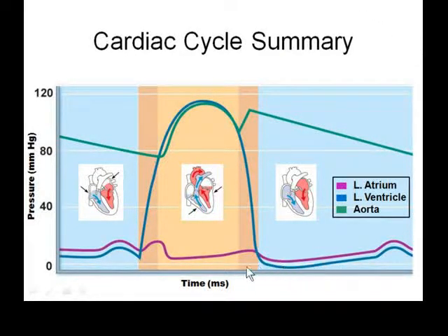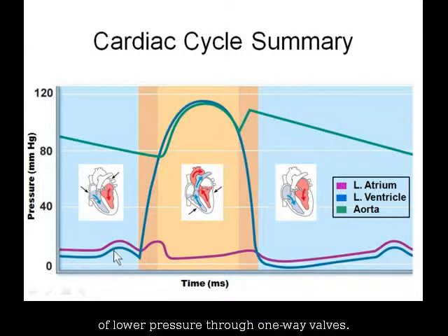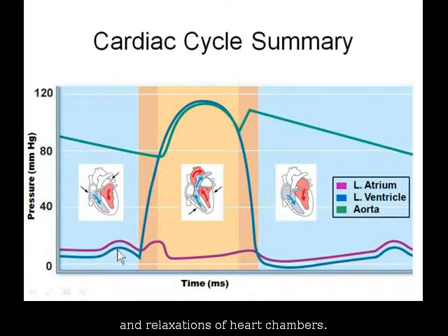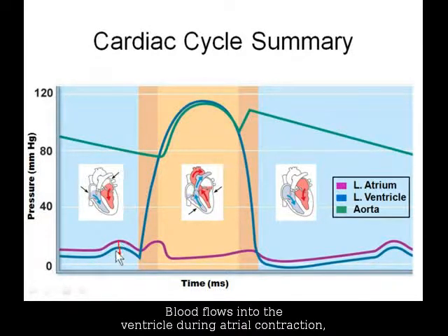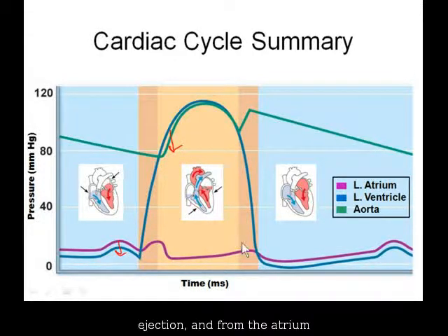Throughout the phases of the cardiac cycle, blood flows from an area of higher pressure to an area of lower pressure through one-way valves. Pressure gradients are caused by alternating contractions and relaxations of heart chambers. Blood flows into the ventricle during atrial contraction, from the ventricle into the aorta during ventricular ejection, and from the atrium to ventricle during ventricular filling.